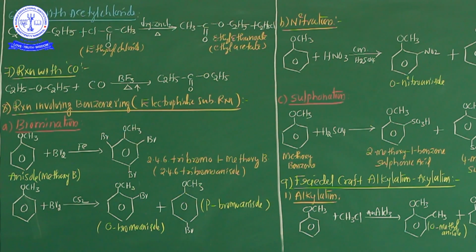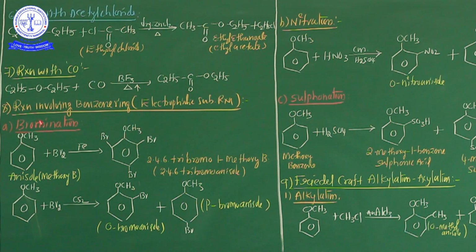Okay? These are the general chemical properties of ether. Now in this eighth category, reactions involving the benzene ring. It is nothing but electrophilic substitution reactions. It means, in the case of reactions involving the benzene ring, what chemical reactions are present here? See, bromination is an important one.